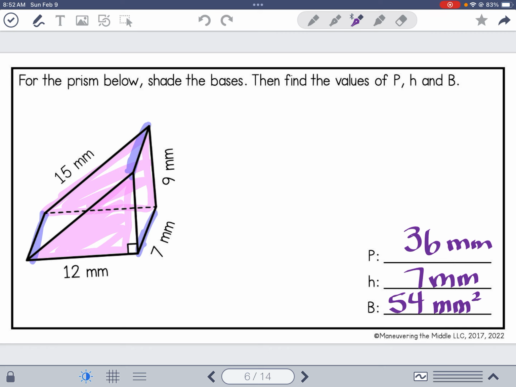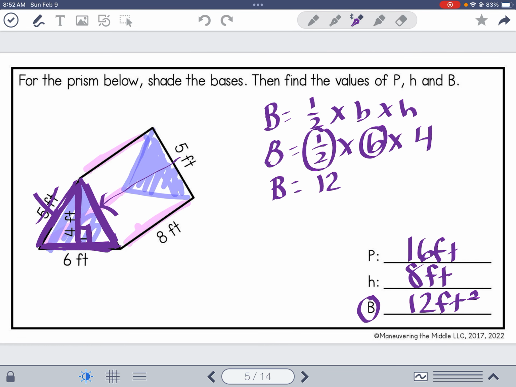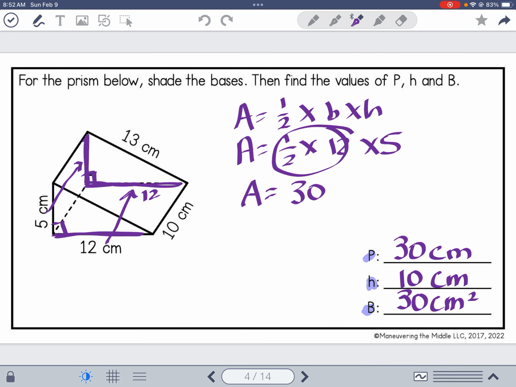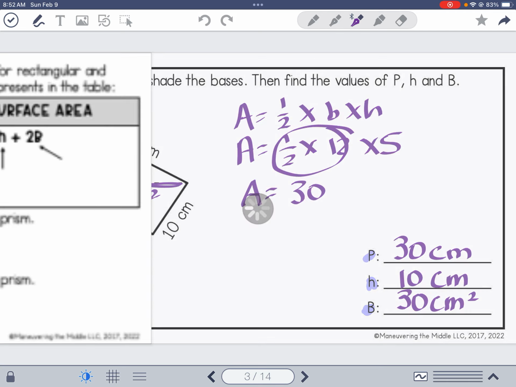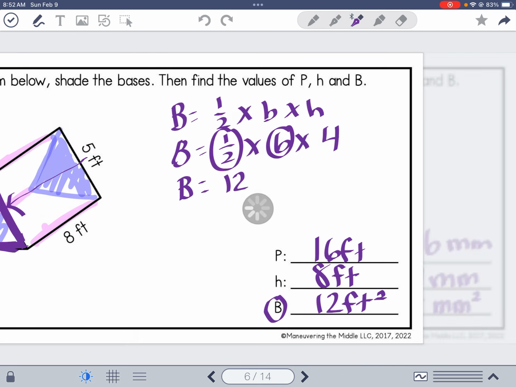All right, this is what I got. 36 millimeters for the perimeter. The height is 7 millimeters, and the area of the base is 54 millimeters squared. I need to go back because I don't think I squared my area. You guys got to catch that. I bet you're telling me through the screen that I'm wrong. All right, here we go.